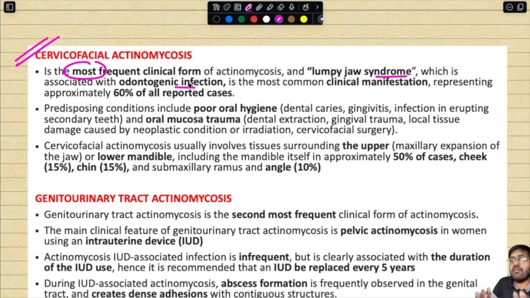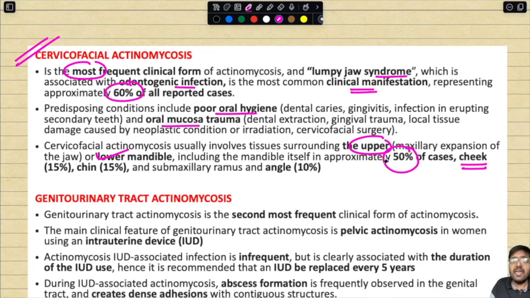Someone around here, some infection is there. Okay, cervicofacial is the most common clinical manifestation, representing approximately 60% of all the cases. The predisposing conditions include poor oral hygiene and oral mucosal trauma. Cervicofacial actinomycosis usually involves tissues surrounding the upper maxilla or lower mandible. So they involve either the upper or lower jaw, including the mandible itself in approximately 50% of the cases.